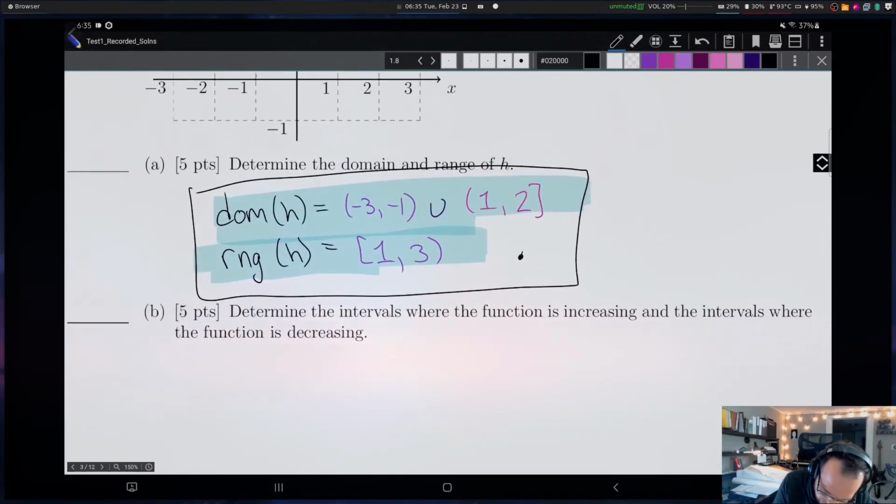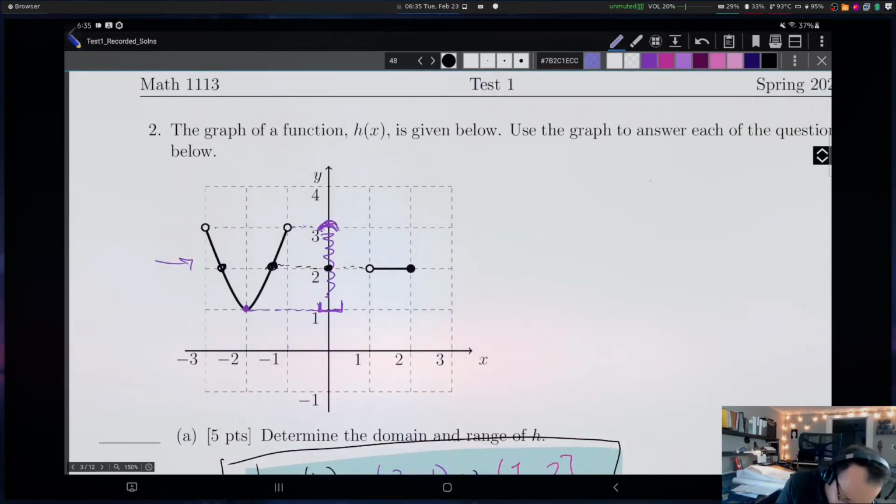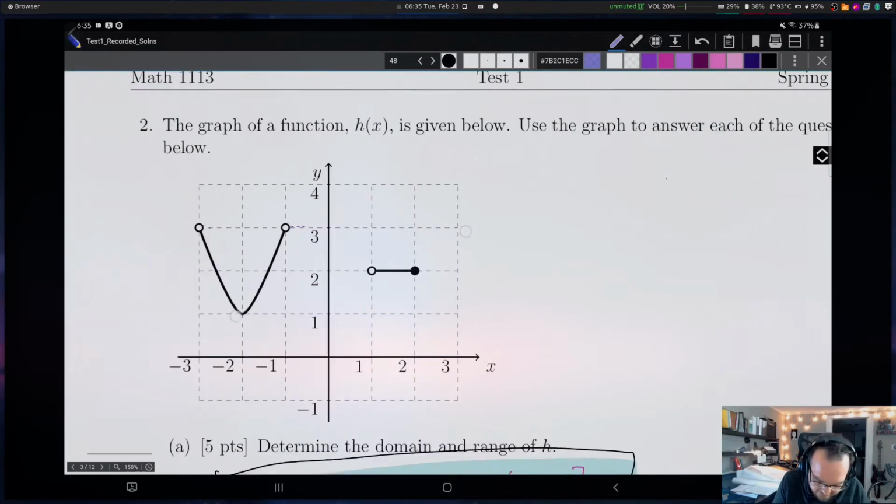All right, this next part of the question asks us, we want to determine the intervals where the function is increasing, so that's the keyword here, increasing, and the intervals where the function is decreasing. So again, we'll just go back to the picture. We have to use the graph to reason about everything here, so we don't have an equation for this formula.